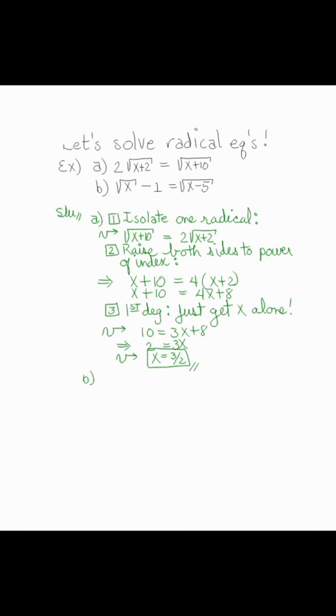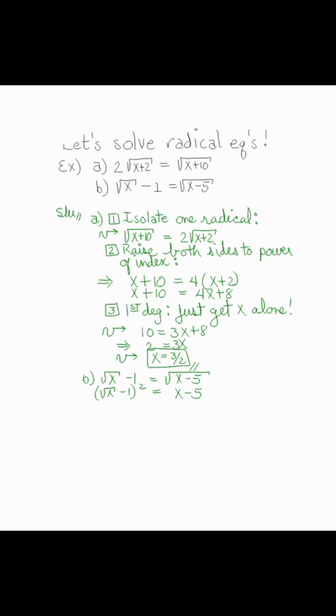Let's see if we can zoom through part B. Step 1, isolate the radical that you want to eliminate the radical sign for first. So I said, okay, we've already got a radical isolated on the right side. That's the one we're going to try to eliminate the radical on. So we're going to raise both sides to the power of that index, which is the second power. So we're going to square both sides.